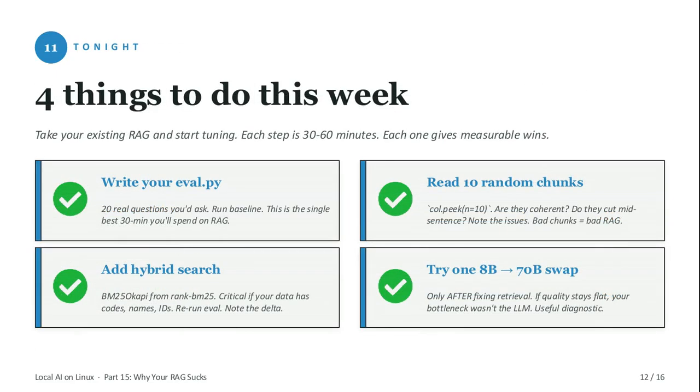So tonight, before you close this tab and forget everything, here are 4 things you can actually do this week. None of them take more than an hour. Write eval.py with 20 real questions and run your baseline. Peek at 10 random chunks and just read them like a human. Drop in rank BM25 for hybrid search and rerun your eval to measure the delta, and finally swap your 8B for a 70B, but only after retrieval is fixed, because if quality doesn't move, you've just proved the LLM was never your problem.